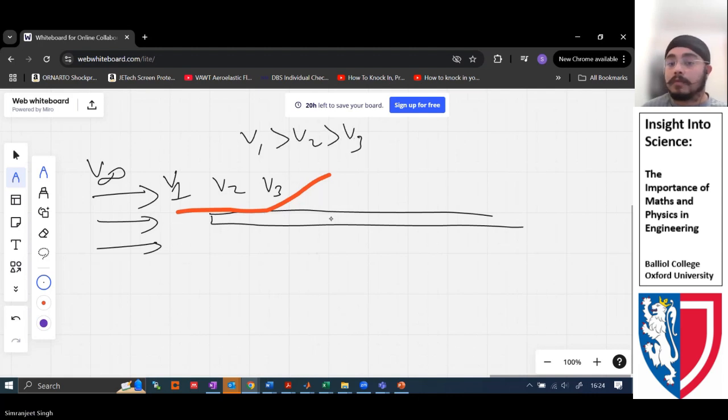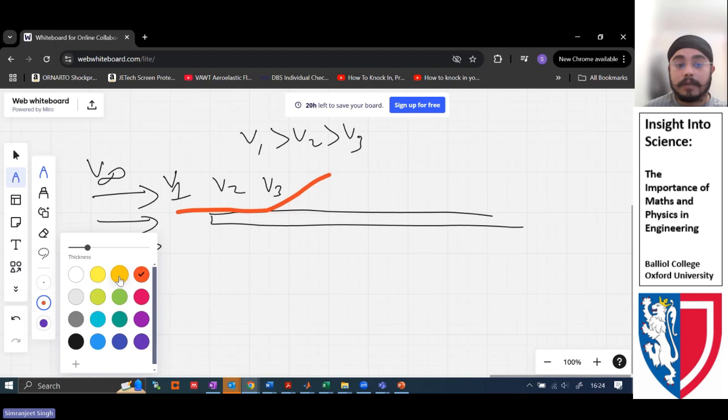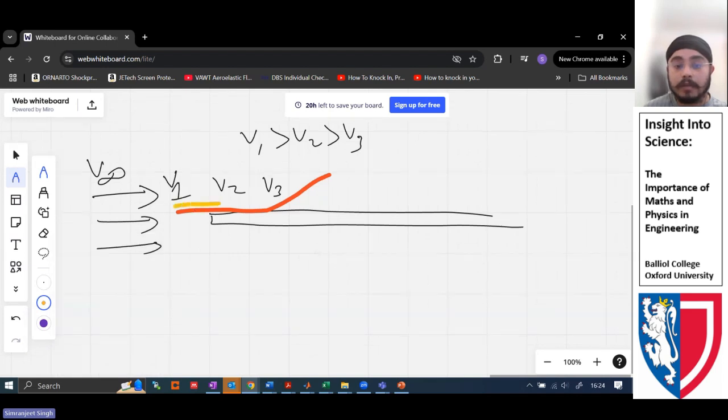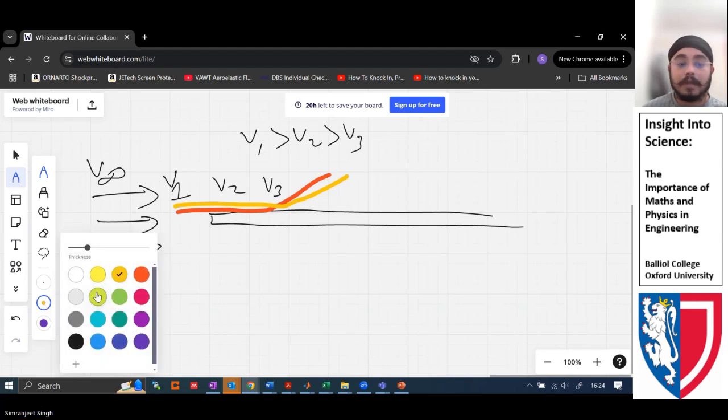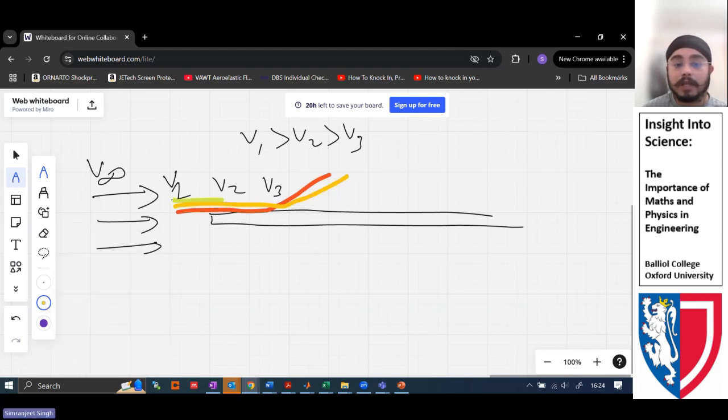So the velocity is slowing down. When it is slowing down due to the friction effect, the layer number 2 that is flowing at the top of it can actually travel a little more, because it is not in contact with the interface as much as the first layer. So it can travel a little further up ahead. Similarly, the third layer can travel a little further up ahead.